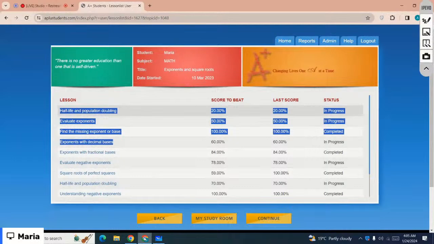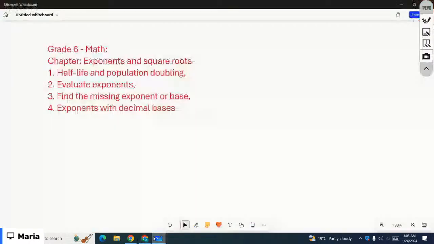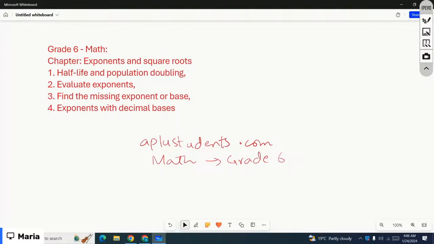We are here for grade 6 math. You can find all the lessons on aplusstudents.com. You have to log in there using your email address, and the password is provided by the administrator. Then you have to select math from the subject tab, scroll down to grade 6 and then click on view all lessons.